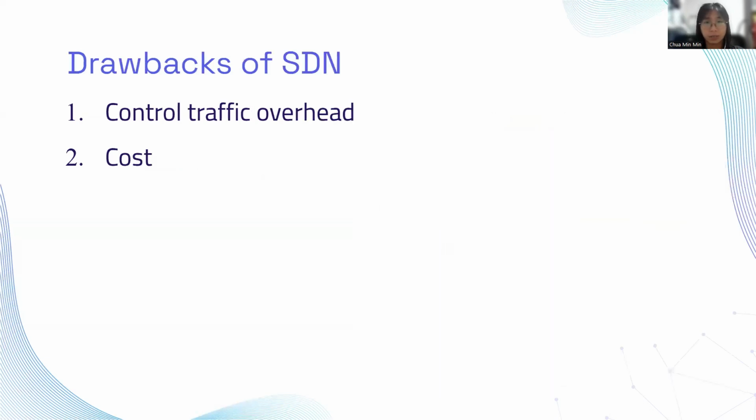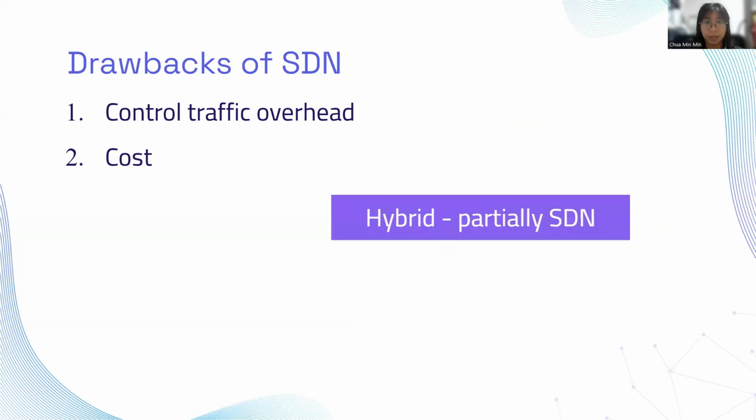SDN also has its drawbacks. The first is control traffic overhead. If flow rules change very frequently, the control traffic overhead will be high and may affect the throughput of the user traffic. The next is the cost. SDN-enabled switches are more expensive. To replace all traditional switches with SDN-enabled ones will cost a lot of money. What if we implement hybrid SDN, where SDN is only applied to a part of the network? While this might seem to lower the impact of the drawbacks, it brings new issues, such as how to determine the areas to have SDN applied and getting SDN controllers to work with non-SDN enabled devices.